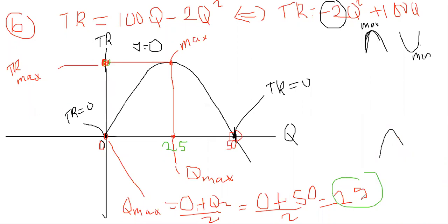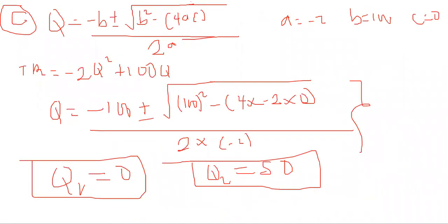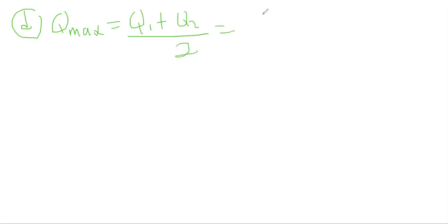So at 25, you ask yourself, what is the total revenue? So what you need to do, you plug this into the total revenue to find the maximum total revenue. So with D, it is very simple. First, you have to find the quantity that maximizes the total revenue. And to do that, we calculate Q1 plus Q2 all over 2. So we have 0 plus 50, then here we have 25. So this is the quantity that maximizes the total revenue.